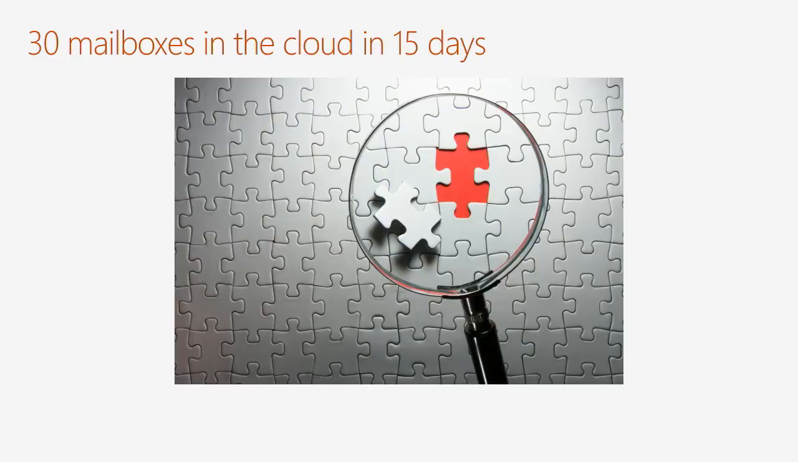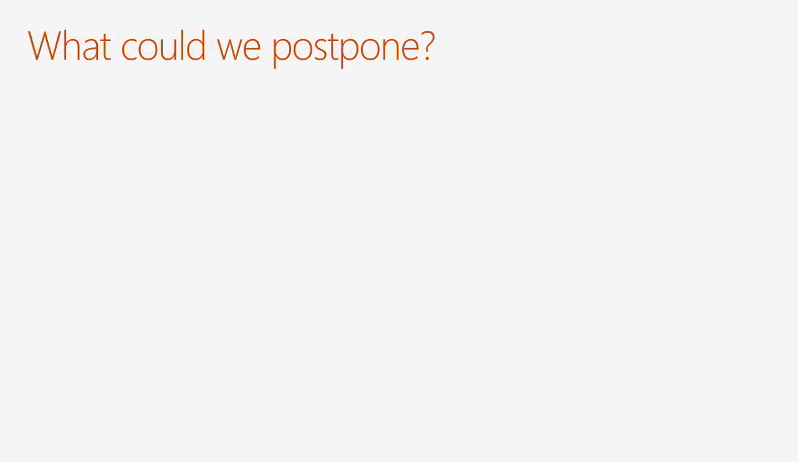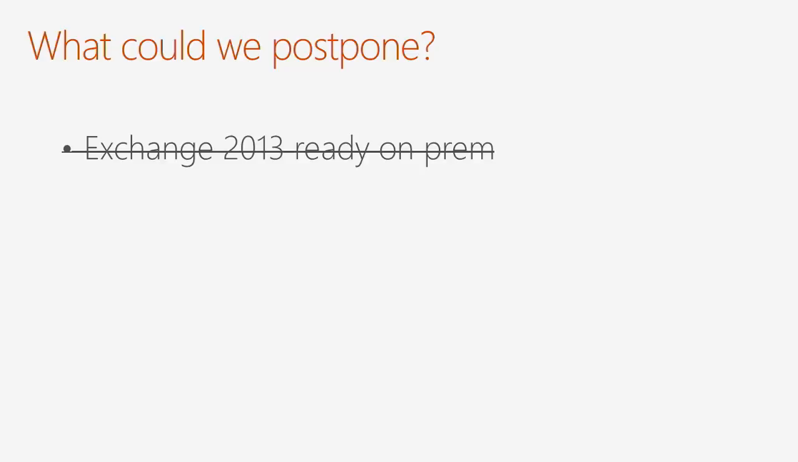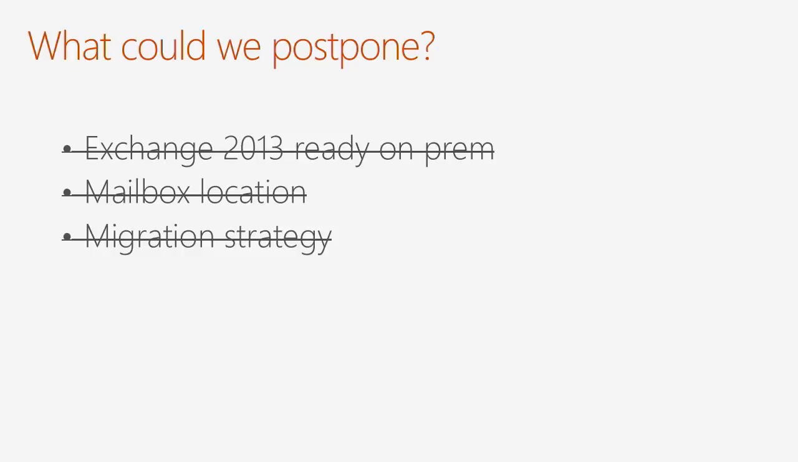We can focus exactly on what we needed to do. So what could we take out of our original design? Well, we didn't need Exchange 2013 ready on-prem. We didn't need to have the databases, the DAG, backups, monitoring, because we weren't going to be moving mailboxes from 2007 to 2013. We'd get rid of that. We didn't need a decision from the business about where those mailboxes needed to go, and we didn't need a strategy on how to get them there.